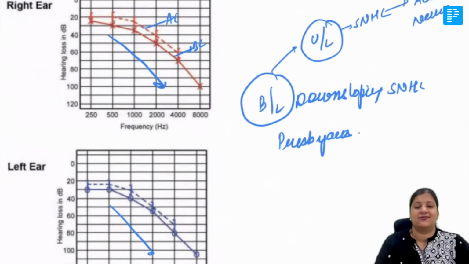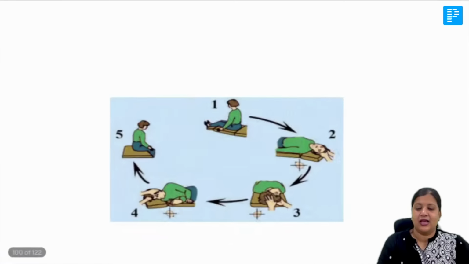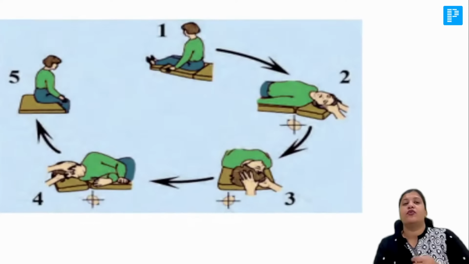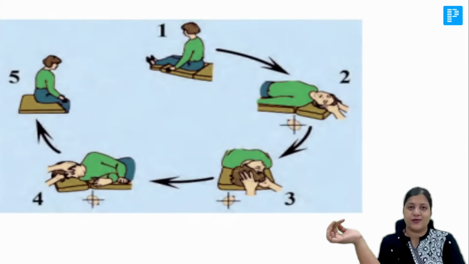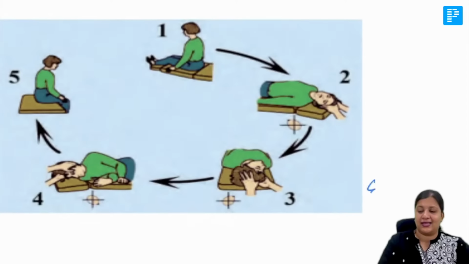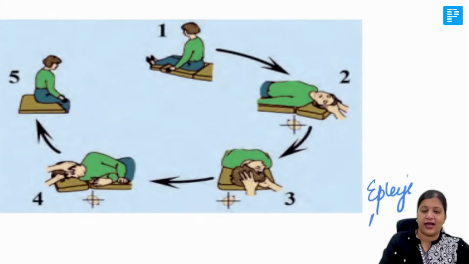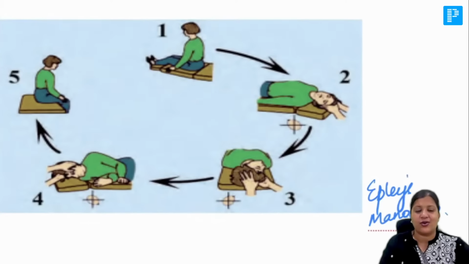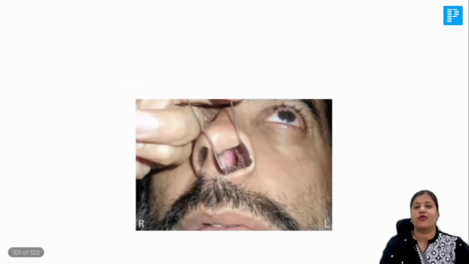Okay. Look at this, a 5-step maneuver where the patient is made to change position to treat vertigo. Dix-Hallpike was positive. What is this maneuver called as? Yes, this maneuver is called as Epley's maneuver. Correct. So this maneuver is called as Epley's maneuver, which is done for BPPV.